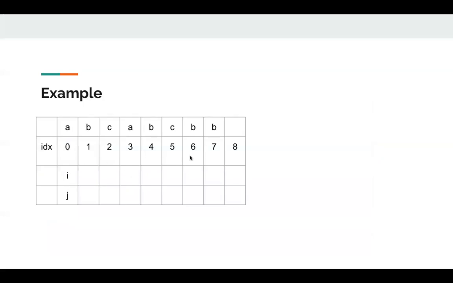This is the index of each character. And we have two pointers, i and j. Initially, they are set to 0. And j is the first pointer, which means j is greater than or equal to i. So j is the faster one.